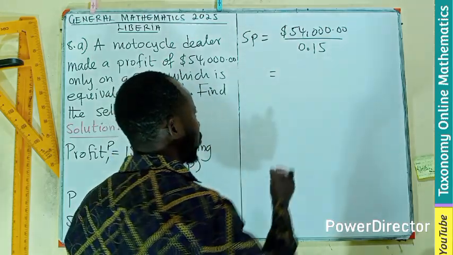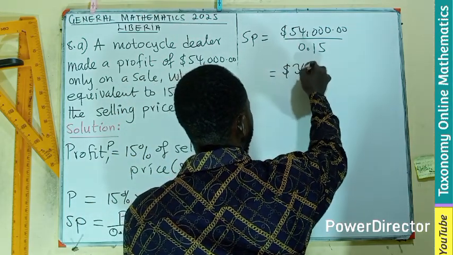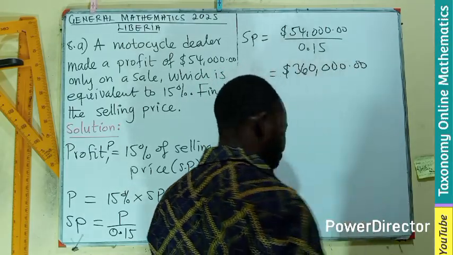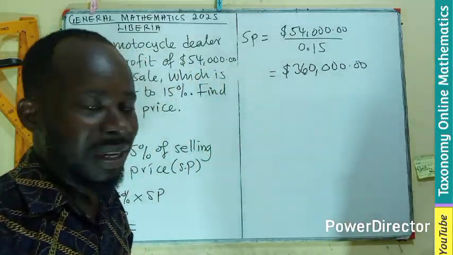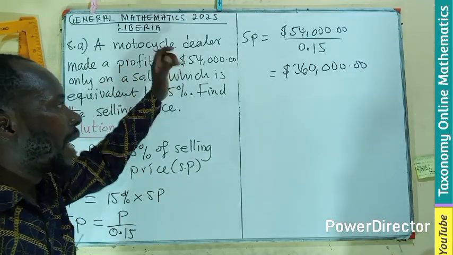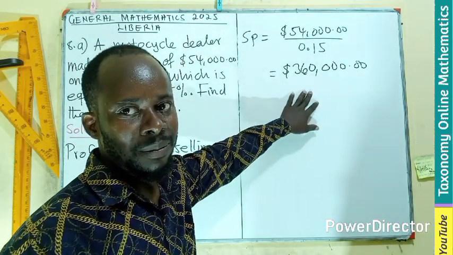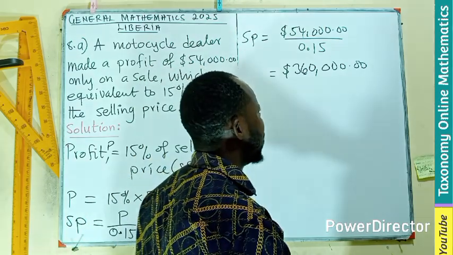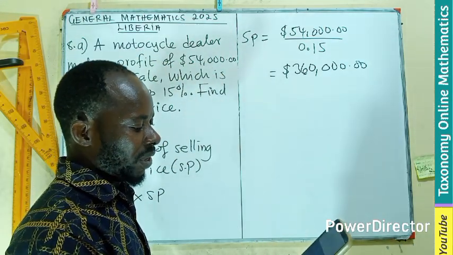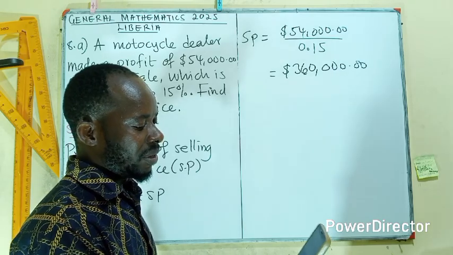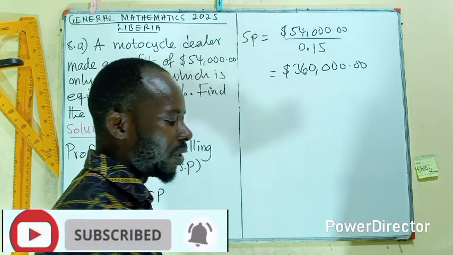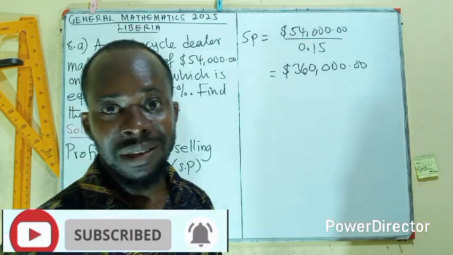If you do that, you should have 360,000 as the selling price. This was the selling price, and this is just what the profit accrues on. So let's check: 15%, which is 0.15, times 360,000, you get 54,000. I guess this is also correct.